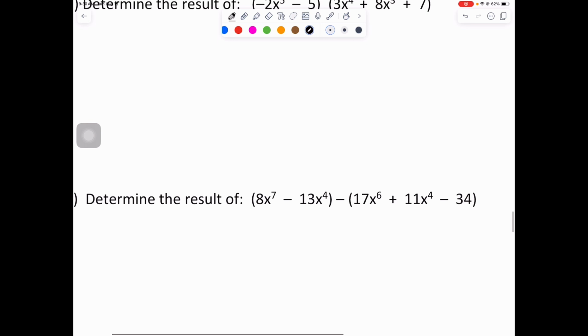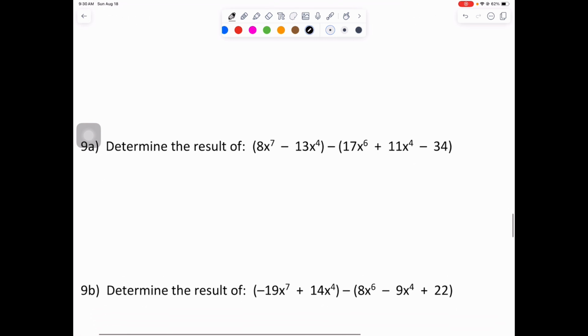And we will move forward to 9a. Determine the result of 8x to the 7th minus 13x to the 4th minus 17x to the 6th plus 11x to the 4th minus 34. What do we need to do? Yes, great job. We need to take our negative, our little space between.